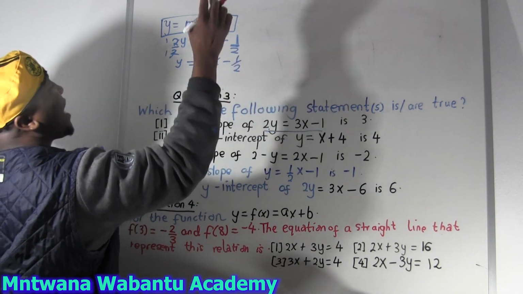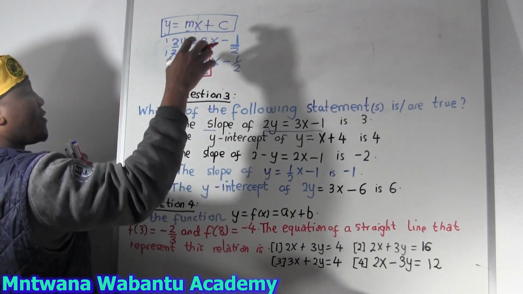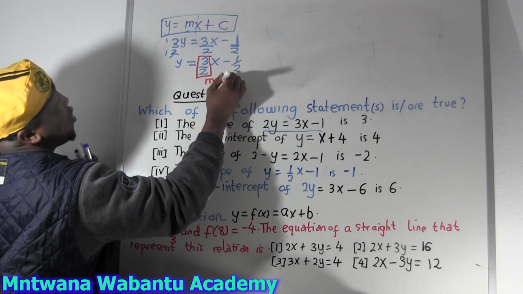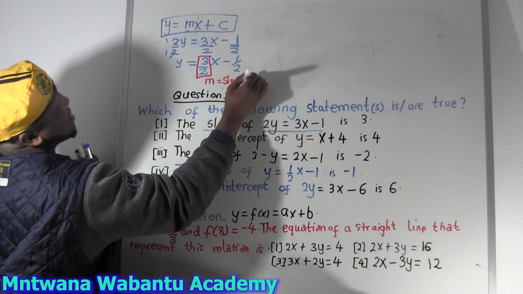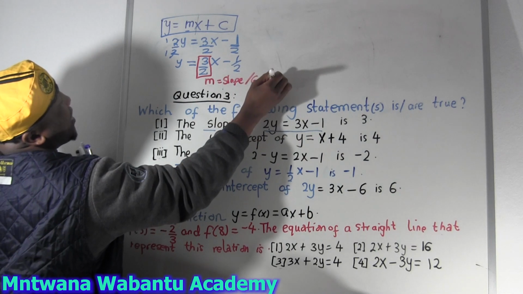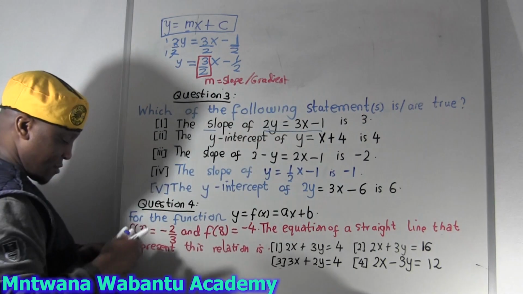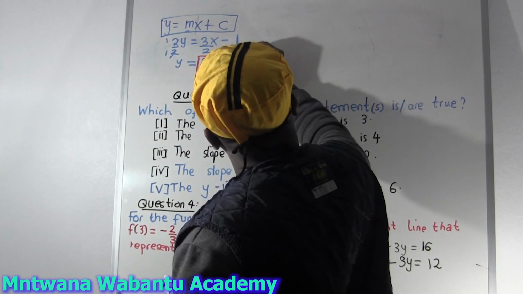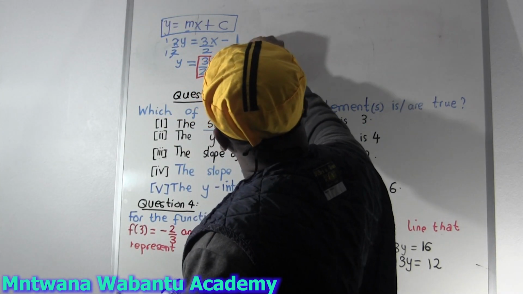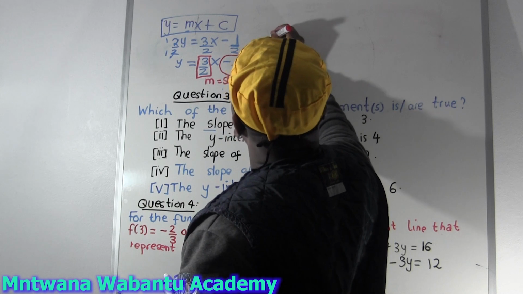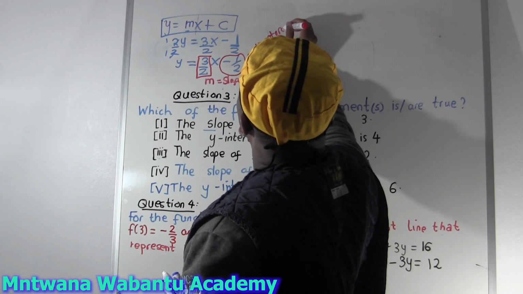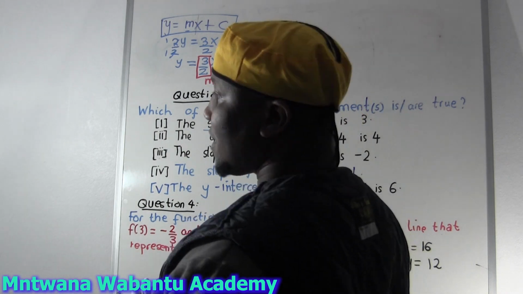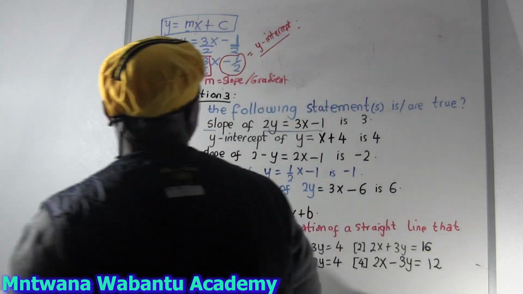So first you must arrange in the standard form of equation of a line, and this is going to be the slope. Either you call it gradient or slope. And this is the y-intercept. Do you know what I mean?